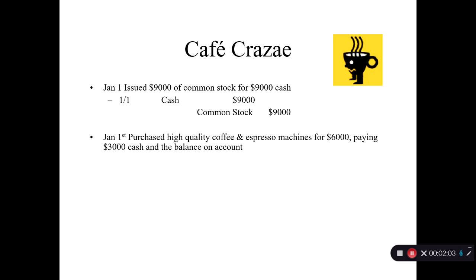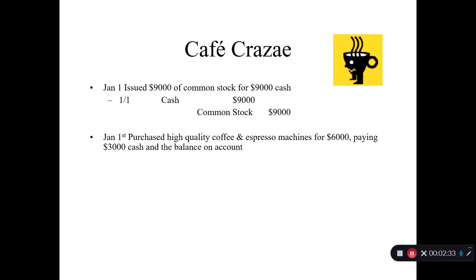All right, the next entry, January 1st, purchased high-quality coffee and espresso machines for $6,000, paying $3,000 cash and the balance on account. Okay, so what accounts are involved here? I see way more than just one. I see, okay, we're buying a piece of equipment, a machine for $6,000. We're paying cash, so cash involved, and we're paying a balance on account. That means we're incurring a debt.